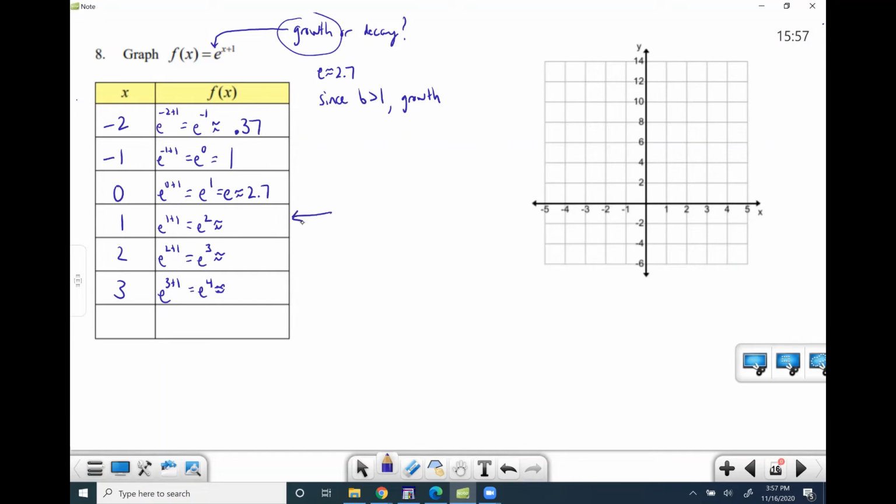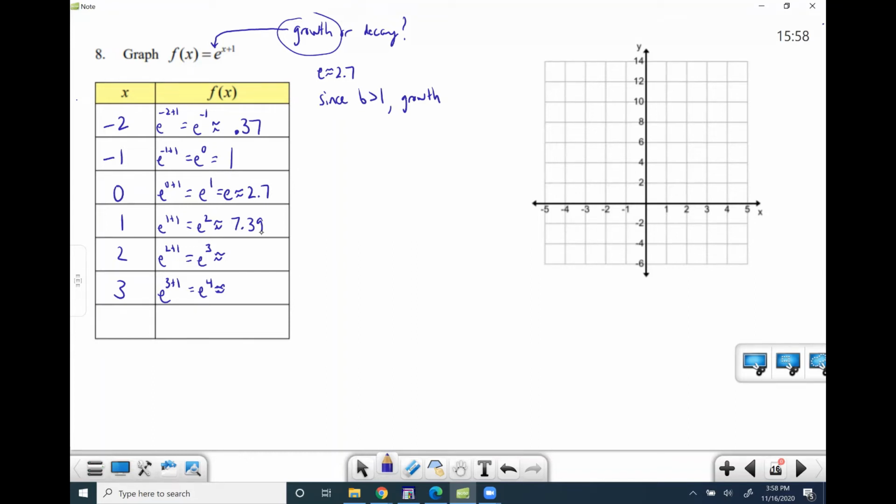Okay, e squared. We're on this one right here, you guys. e to the second. 7.39 from Karen. Did anyone else get 7.39? Cool. Shai got it? Okay.